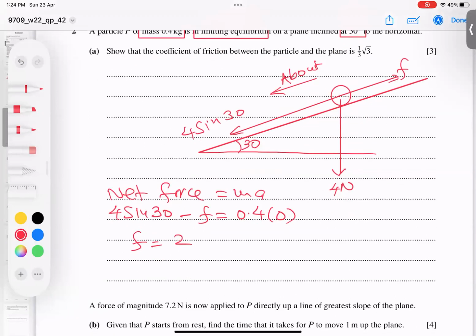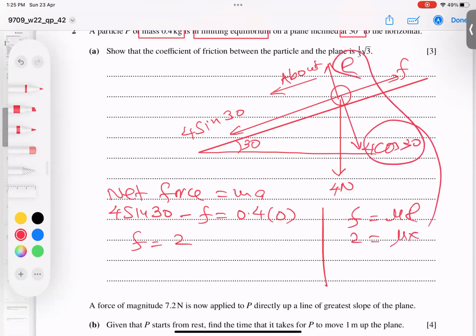Now, how to get this? All of you are familiar, we need to find the coefficient of friction. So the upward force is R and the downward force is 4 cos 30. So I'm going to apply it now here. F equals mu R. F is 2, mu is unknown, and R is 4 cos 30.